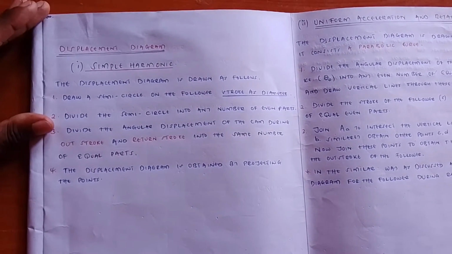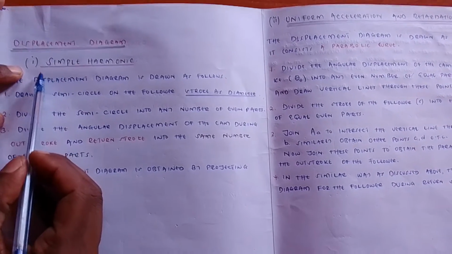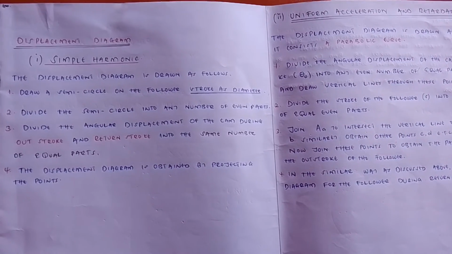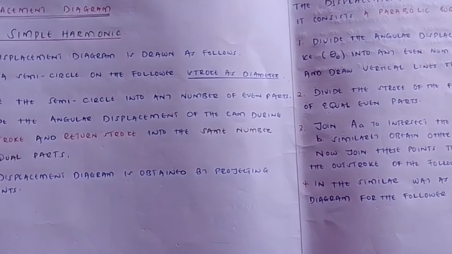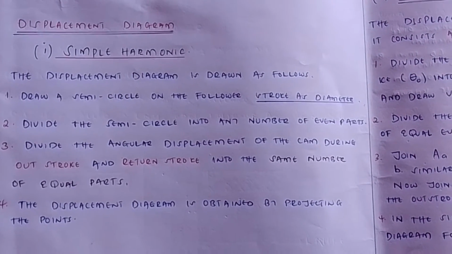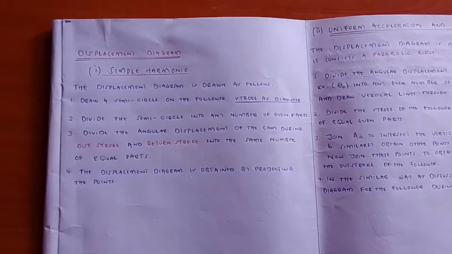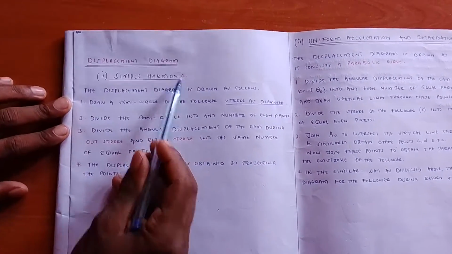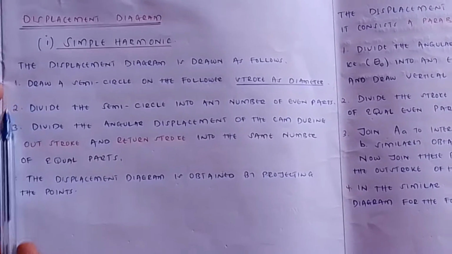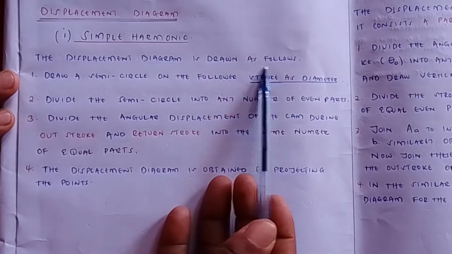Now displacement diagram, and this is another subtopic. Under this subtopic we have simple harmonic. We have 3 or 4 displacement diagrams. We have simple harmonic, uniform acceleration and retardation, and we also have uniform velocity, and all of the 3 of them combined. Under simple harmonic, there is a procedure that we follow, and I've written very nice notes for you so that you can see. The displacement diagram is drawn as follows.